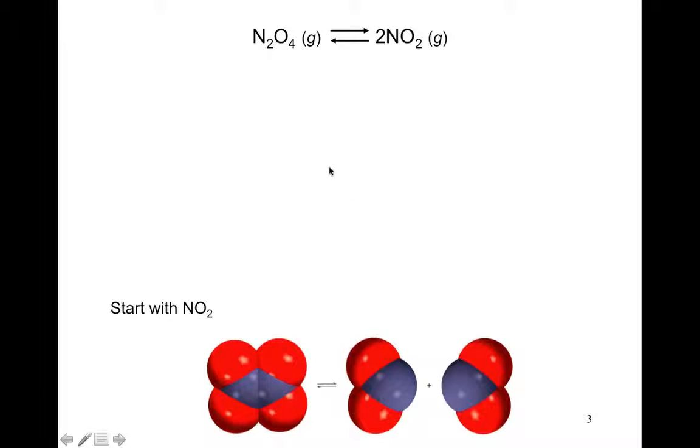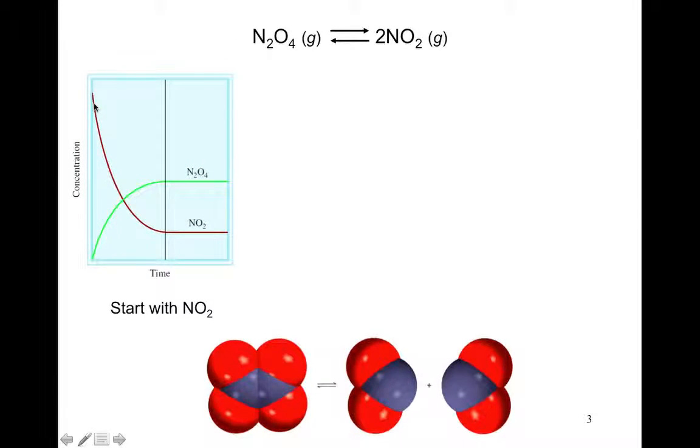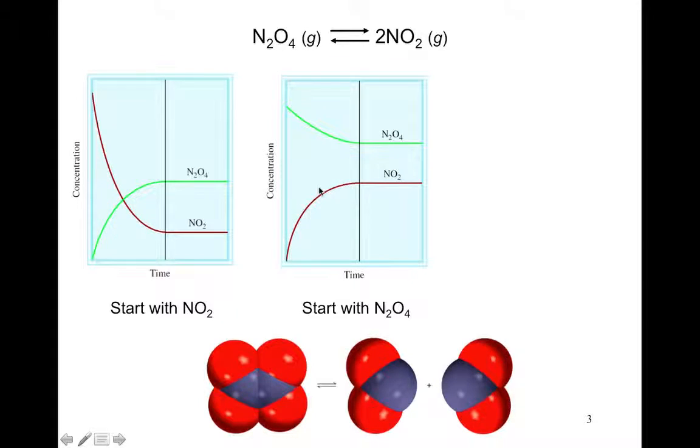Here's an example of that same reaction we just talked about. If we start with that NO2, then our graph might look like this. The NO2 starts to decrease, the N2O4 starts to increase, and over time we get to a point where the N2O4 stops increasing, the NO2 stops decreasing, and we call that point equilibrium. If we start with just dinitrogen tetroxide, that would start to decrease, and the amount of nitrogen dioxide would start to increase. Eventually we get to a point where N2O4 stops decreasing, NO2 stops increasing, and we call that point equilibrium.